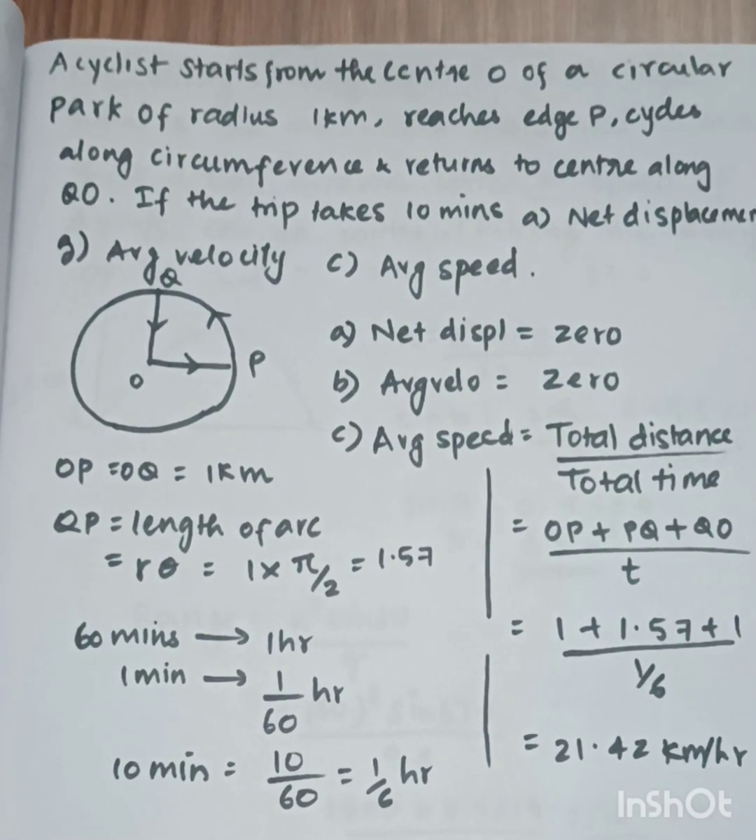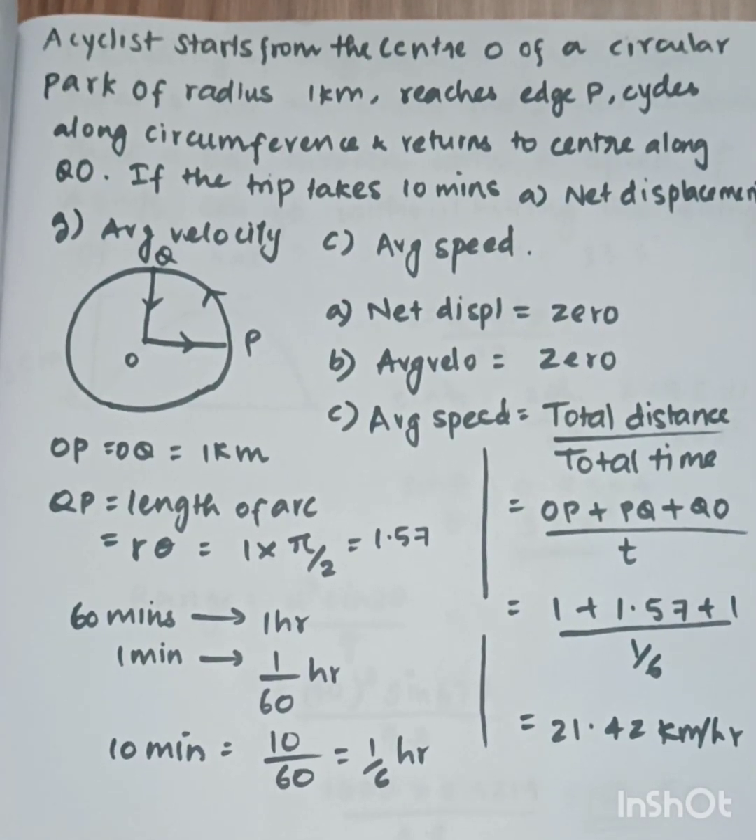A cyclist starts from the center O of a circular park of radius 1 kilometer, reaches edge P, cycles along the circumference and returns to the center along QO. If the trip takes 10 minutes, find net displacement, average velocity and average speed.